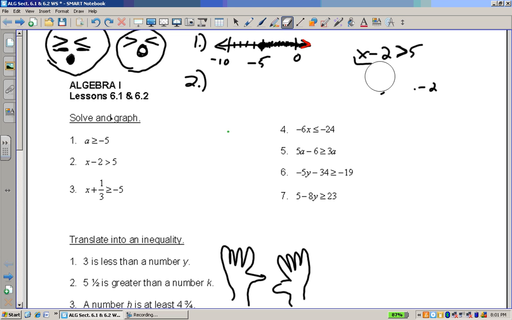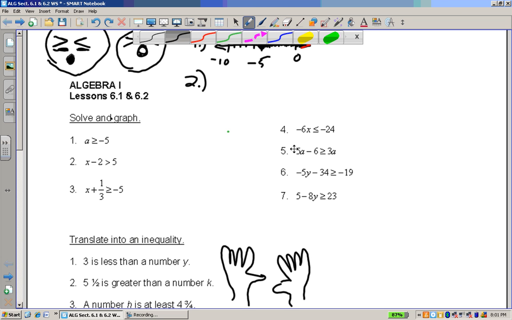That's the first reason I would need to switch the sign. The second reason is if I multiply or divide by a negative. So, for example, let's see, number 4. When I divide by negative 6, I must switch the inequality symbol. Well, what's the reason for that? Again, we're trying to graph these solutions. So when I graph the solution set, I can actually do trial and error and graph the solutions before.